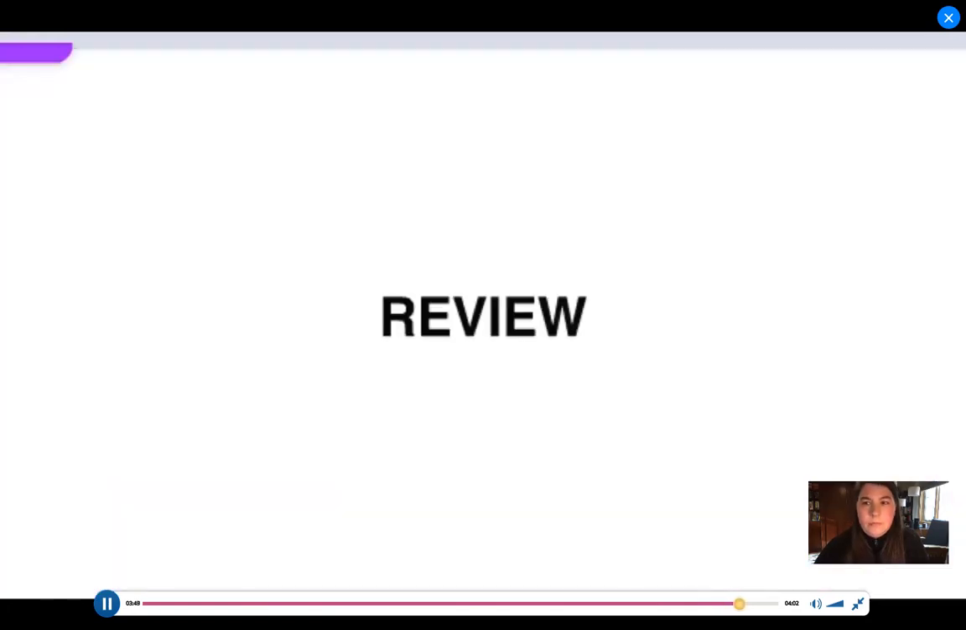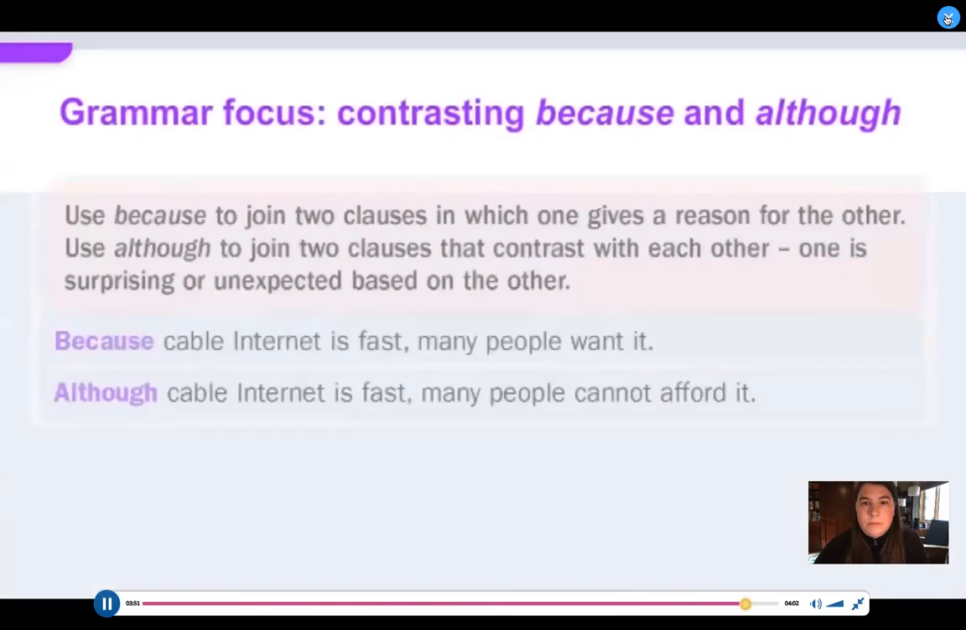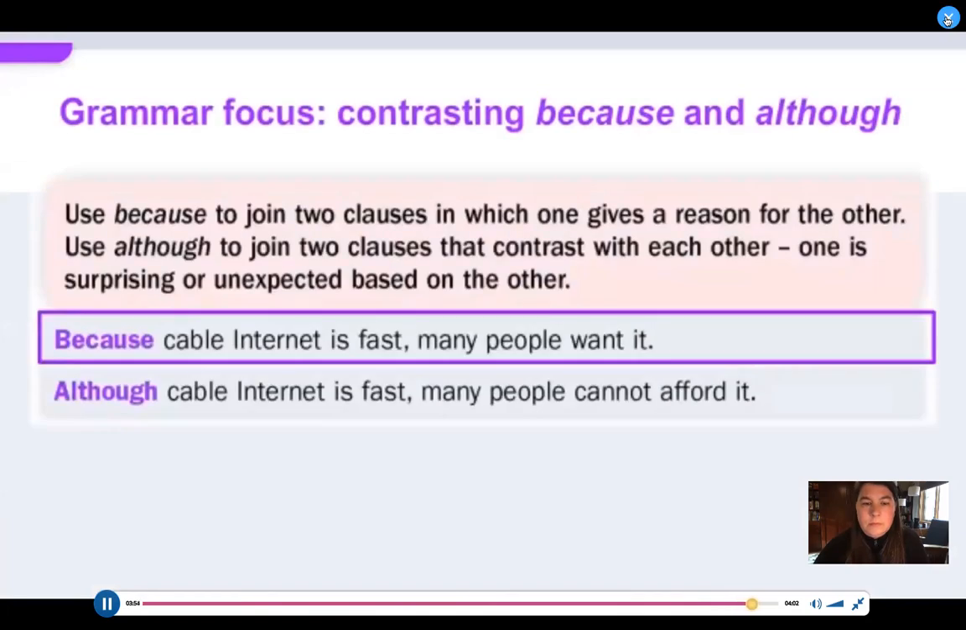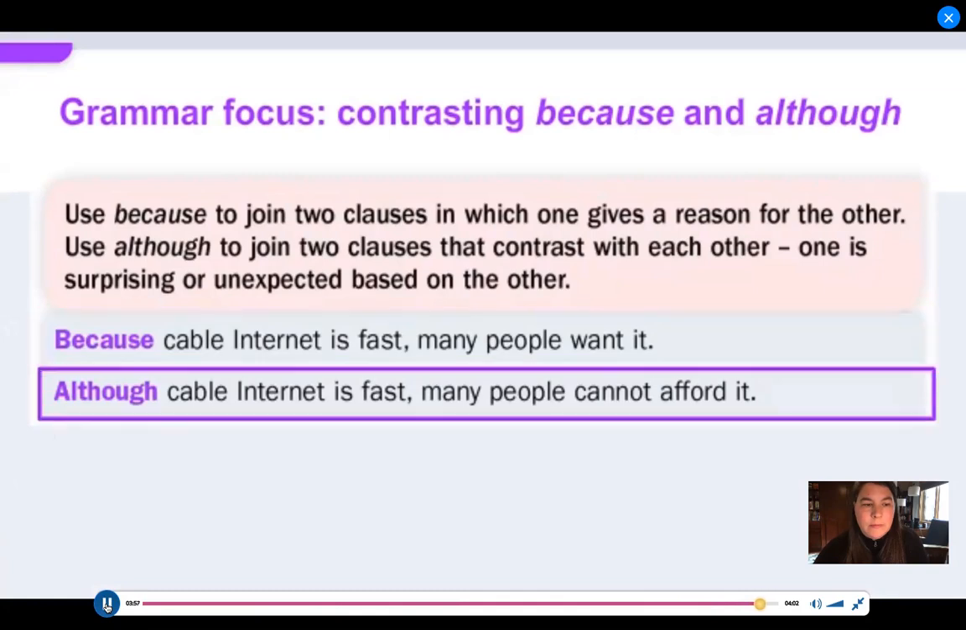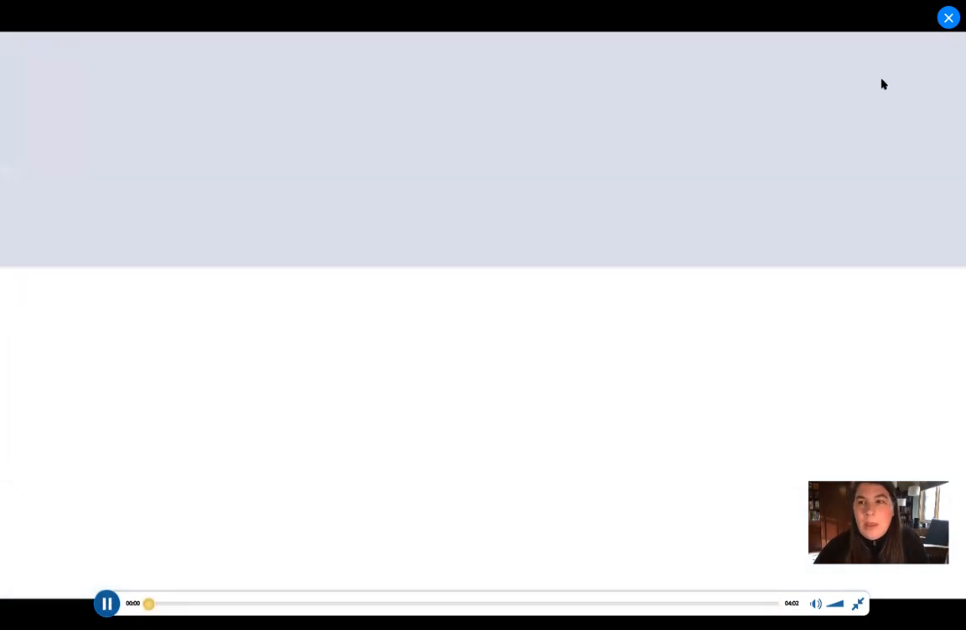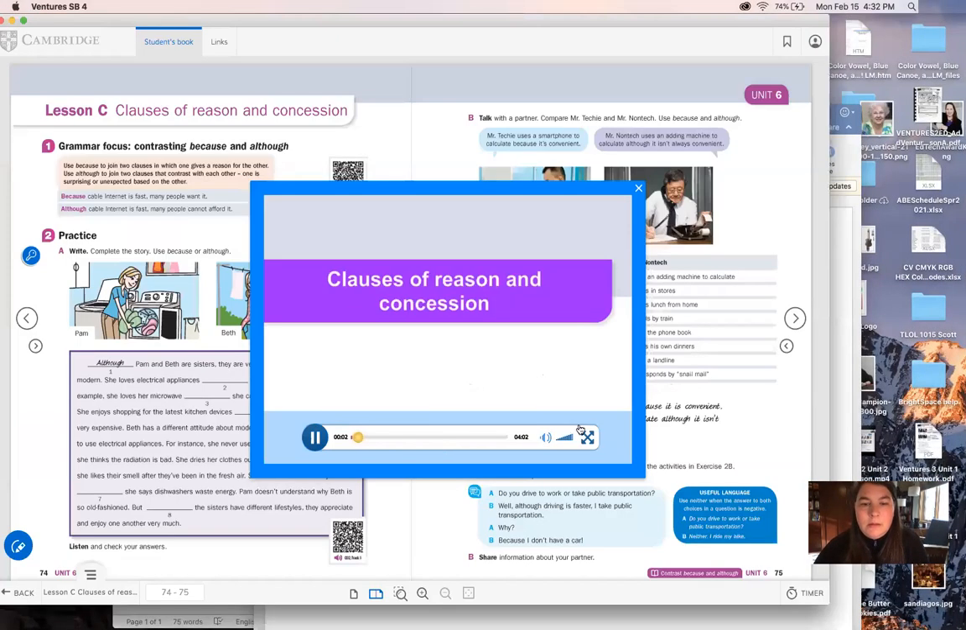Let's review. Because cable internet is fast, many people want it. Why do people want cable internet? Because it is fast. That shows the reason for why people want it. Although cable internet is fast, many people cannot afford it. Okay, it's fast and good, but people can't afford it. So positive and negative. This is the surprise or unexpected result. Okay, great. Clauses of reason and concession.